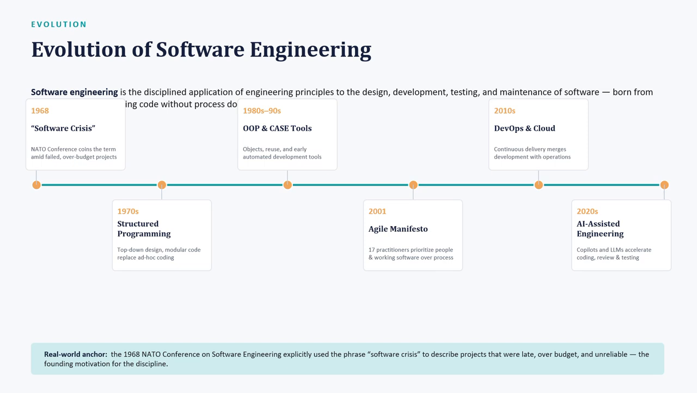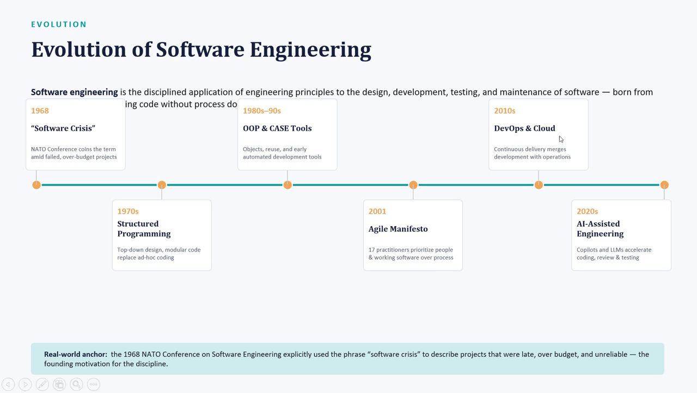So first is evolution of software engineering. What do we mean by software engineering? It is the disciplined application of engineering principles to the design, development, testing, and maintenance of software, born from code without process flow. In 1968, the software crisis: the NATO conference coins the term amid over-budget projects. In 1980 to 1990, OOPS and CASE tools, object reuse and early automated development tools.